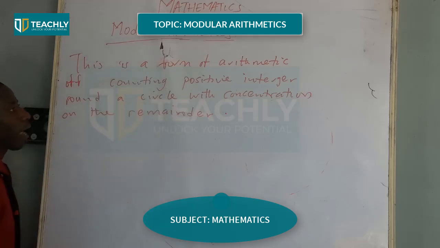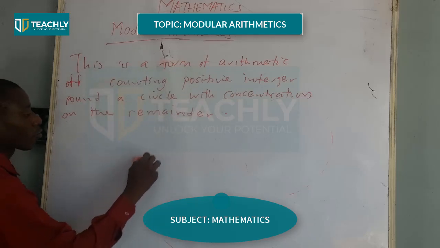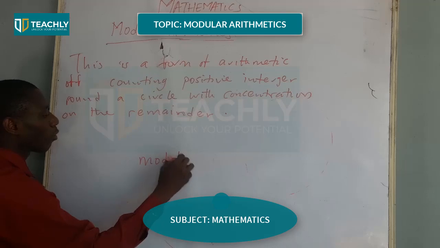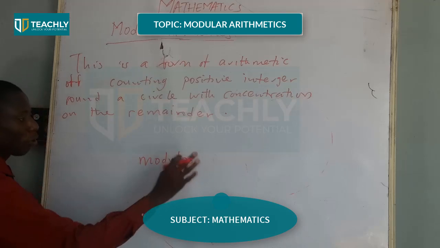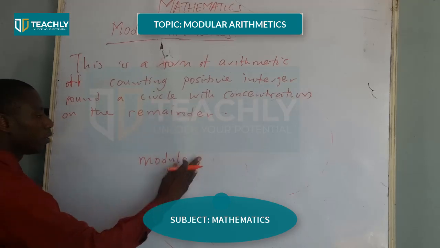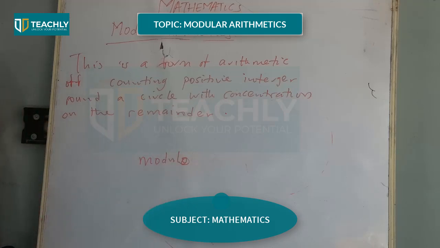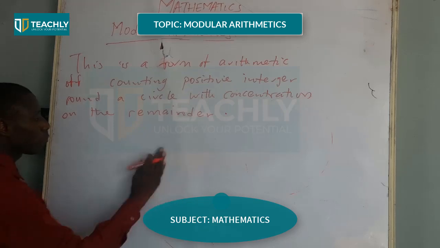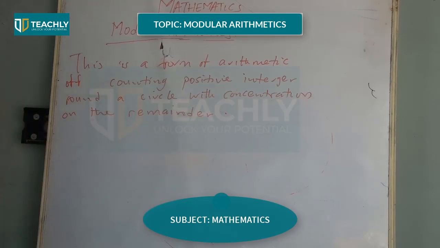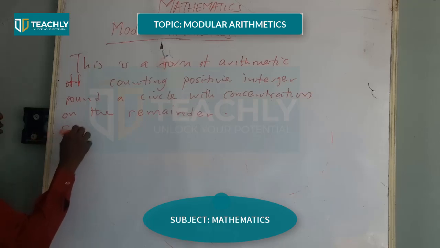The base with which you are performing the arithmetic is referred to as modulo, or you can just say modulus. So modulo is the base with which you are performing that arithmetic operation. Let us see how we can simplify an arithmetic expression in modular arithmetic, and that will take us to this kind of example.